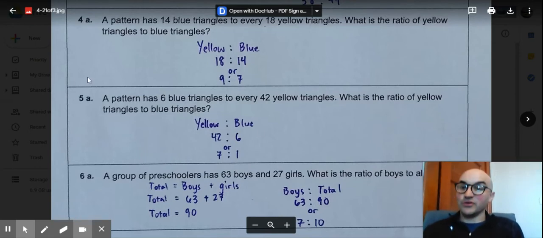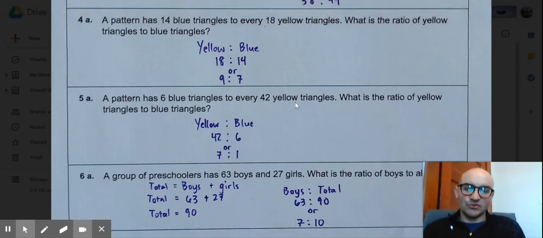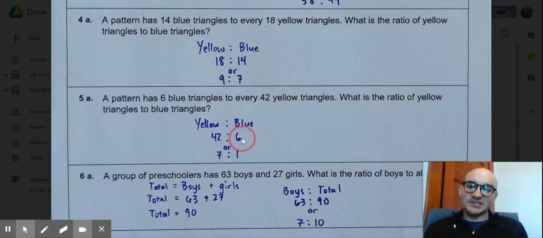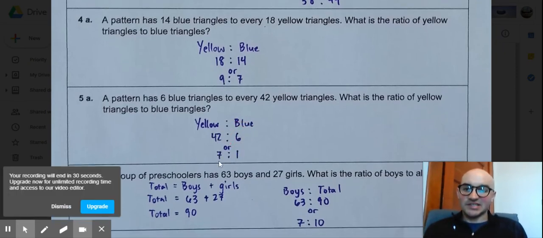Number 5, 6 blue triangles to 42 yellow. What's the ratio of yellow to blue? Once again, we just take our values and we write it in a ratio form. Yellow to blue is 42 to 6, but 42 and 6 should be a key giveaway, multiples of 6. So divide by 6. 6 divided by 6 gives you 1, and 42 divided by 6 gives you 7.